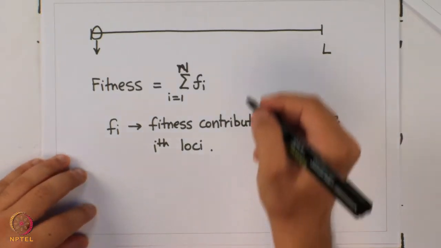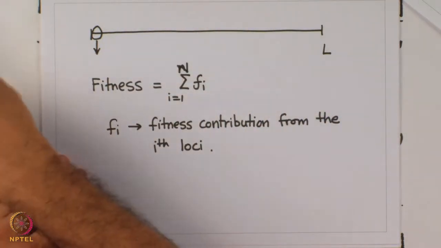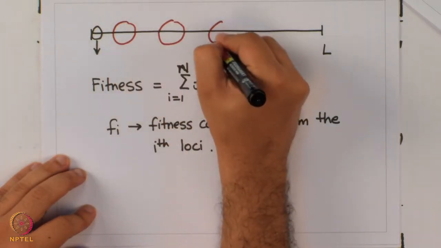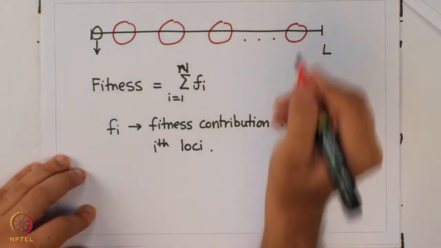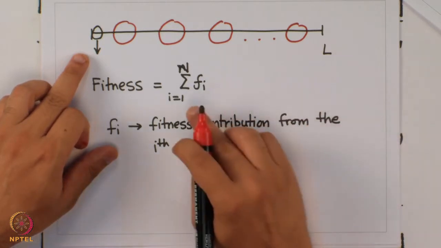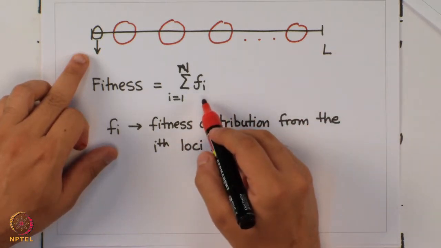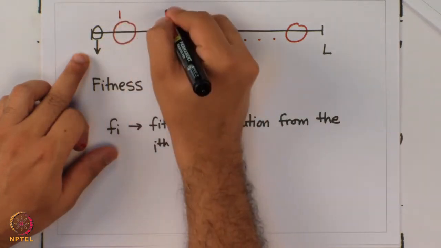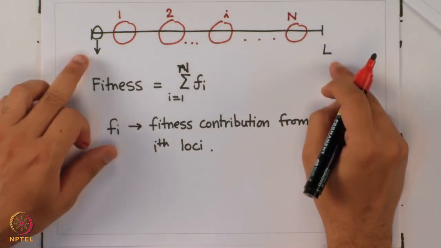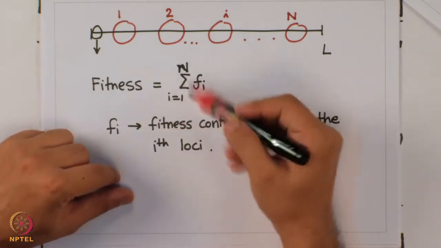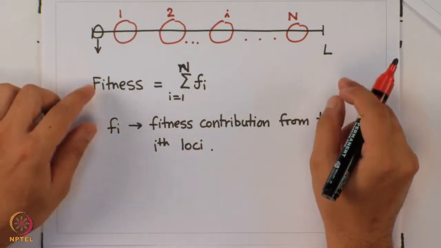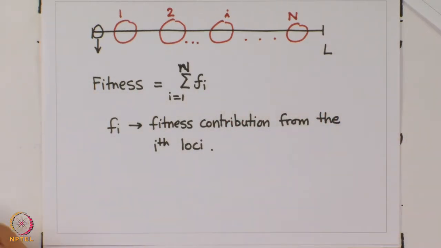Or another way to think about this is that there are n number of genes which are present on this stretch of DNA, and the fitness of the entire length of DNA is just the summation of fitness contributions from each of the n loci, and each locus now corresponds to a particular gene which is present on this strand of DNA. So, you add the relative contributions from each gene, and that gives you the total fitness associated with the length of this DNA polymer.